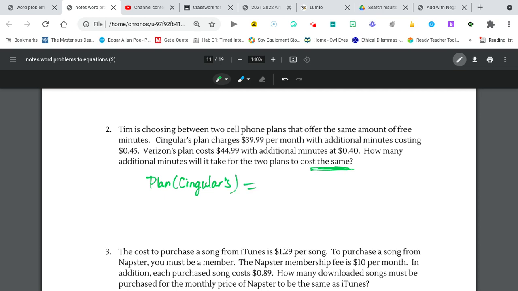You're going to set Singular's plan equal to the plan for Verizon. Okay. Excuse me. So I need to come up with a variable first. How many additional minutes is it going to take for these two plans to cost the same? So let's do m for number of additional minutes.